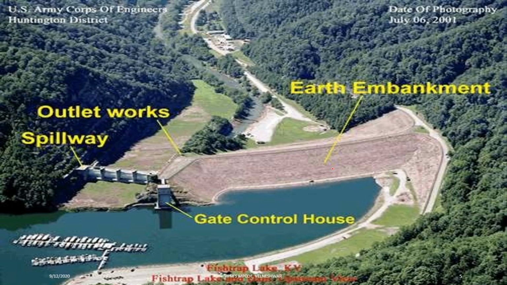Here you can see this is our embankment. Okay, this is our gate controls, means to release water like this. And here we are having spillway. Spillway is also to control the water. Okay, and here we are having outlet works.